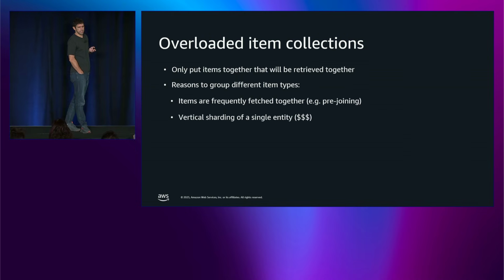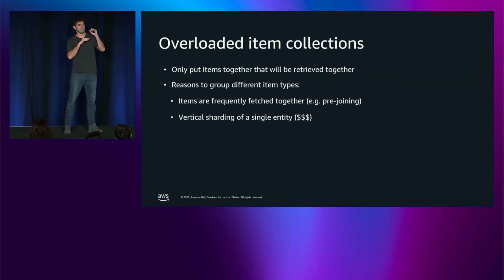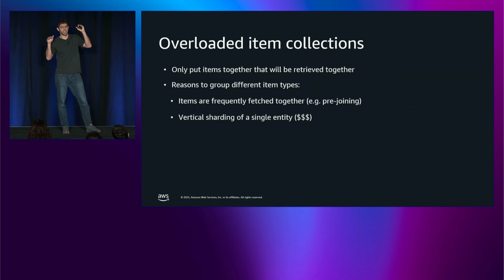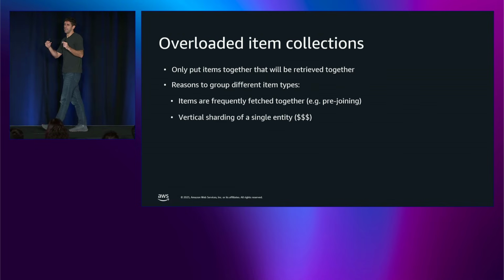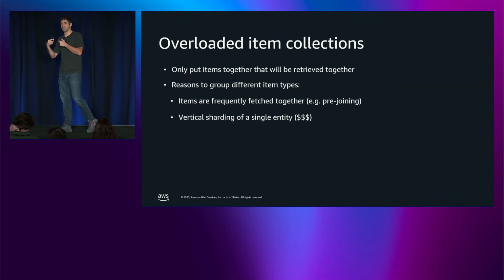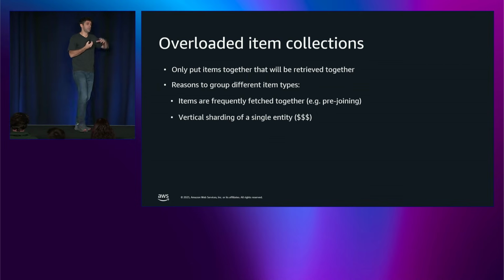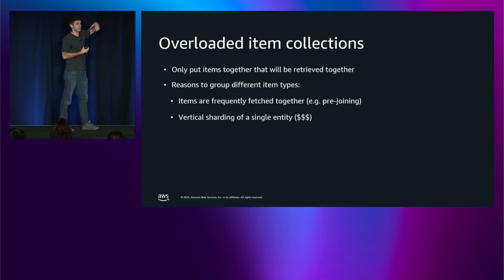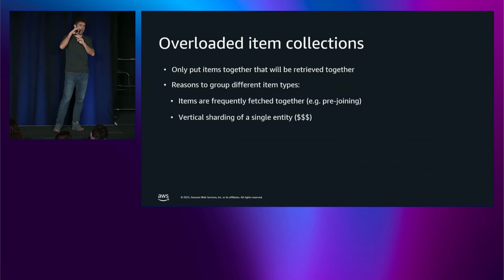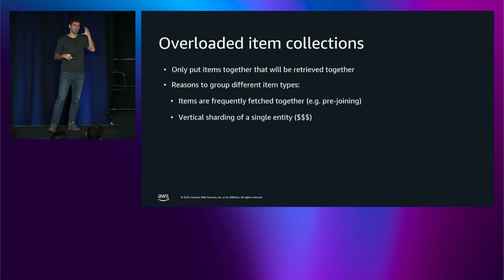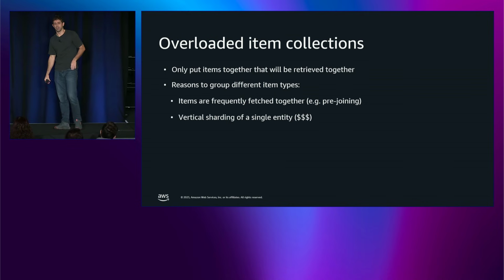Another reason, almost kind of the opposite reason, is sometimes you might take a single entity and vertically shard it, separate it into two different entities, right? Especially this happens if you have a very fast-moving, frequently updated attribute, but you also have a bigger item and you don't want to pay for updating that entire item every time. You might split it into two different attributes, and then you can fetch the whole thing together, but when you're doing updates, it's smaller targeted updates.